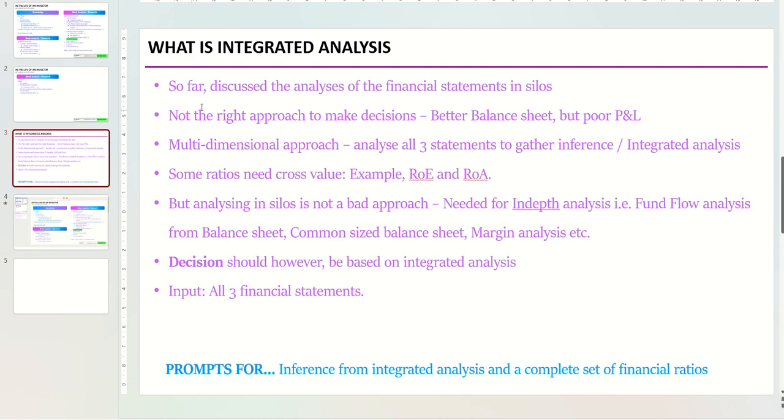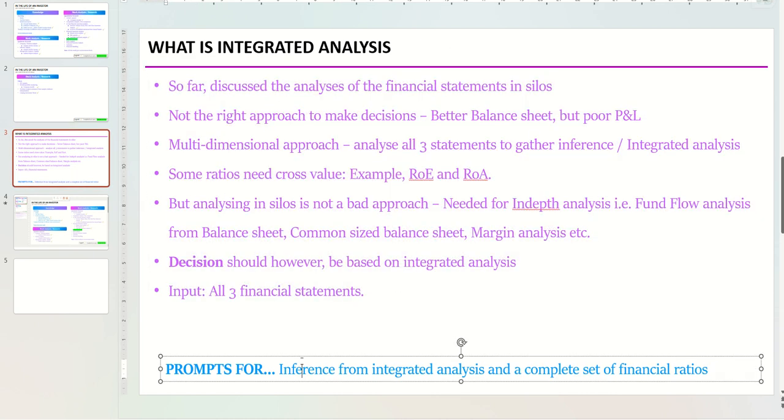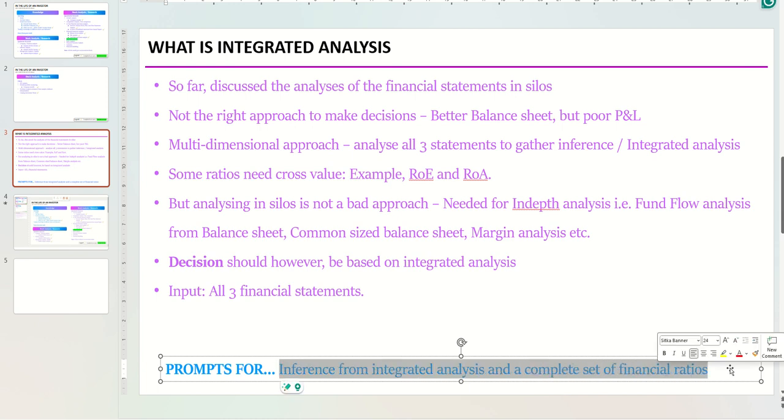In the last video, we saw in detail what integrated analysis is. Please go through that video and understand it before coming to this video. In the next two or three videos, we will see how to gather inferences from integrated analysis and the complete set of financial statements.